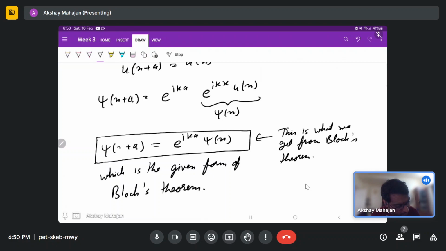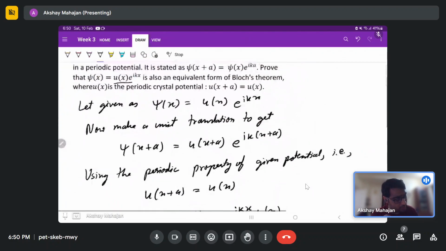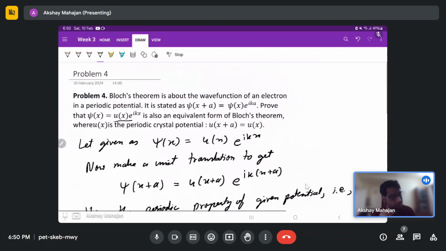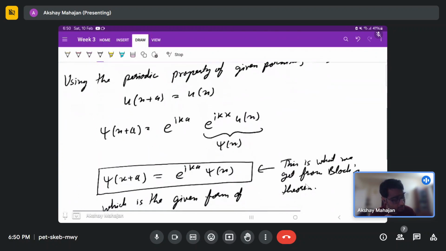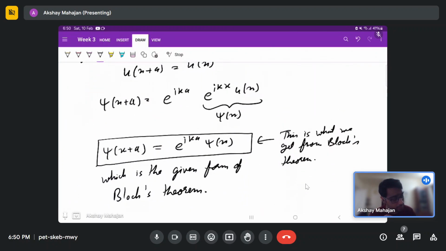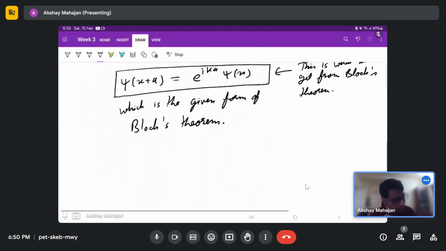If we consider our wave function as the periodic potential times the wave function, that is what we get, and that's the same thing. You have seen that in the lecture as well. So this is just a proof that this form of wave function satisfies Bloch's theorem. If we take a wave function of this form, it satisfies Bloch's theorem.